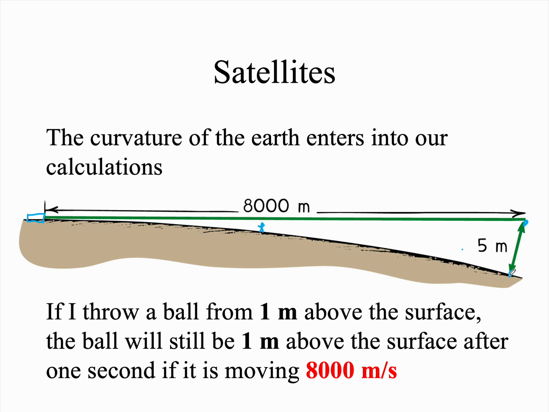If you throw a ball from 1 meter above the surface, the ball will still be 1 meter above the surface after 1 second if it's moving at 8,000 meters per second. You're like, wait, I don't get it. Well, if it's going 8,000 meters per second, it's going to cover this 8,000 meters horizontally in 1 second. And during that 1 second, without gravity, it would be here. But because of gravity, it's going to be just 5 meters down from that. If it started out 1 meter above the ground over here, it's still going to be 1 meter above the ground over here. It's not going to hit the ground.